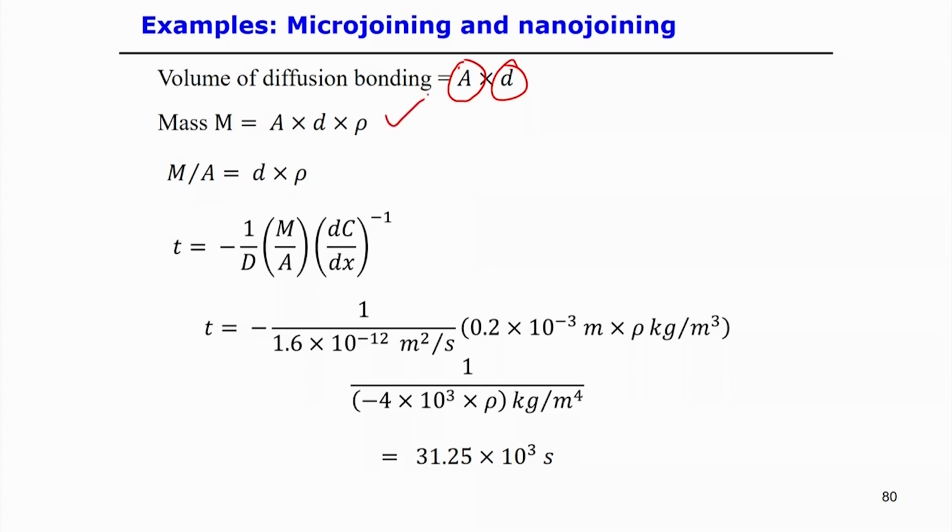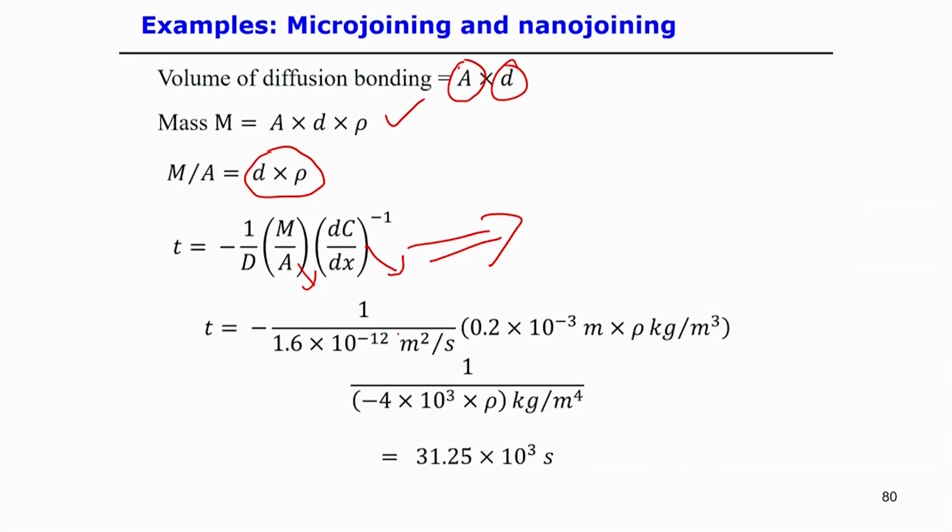So, the mass of the diffusion bonding is simply multiplied by the density rho, and of course, this rho we consider the density of carbon. Now, m by A is basically d into rho. Using this formula we can find out the total time of the diffusion, T equal to minus 1 by D, m by A and dC by dx inverse. Here, the concentration gradient is given, m by A is also estimated, and D and rho are given.